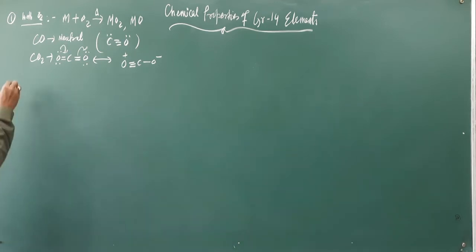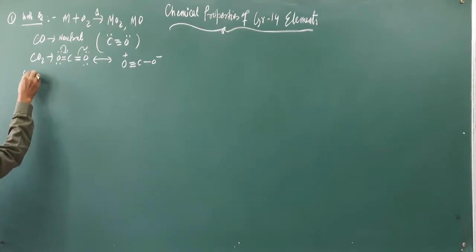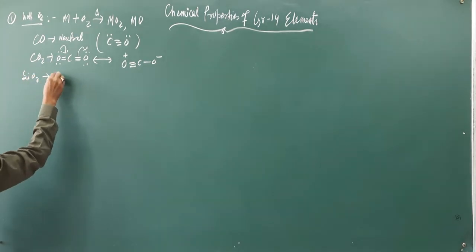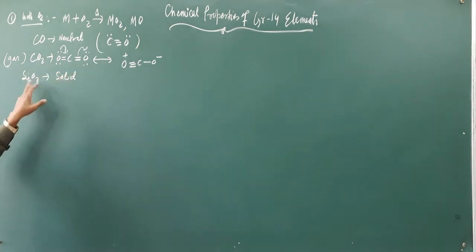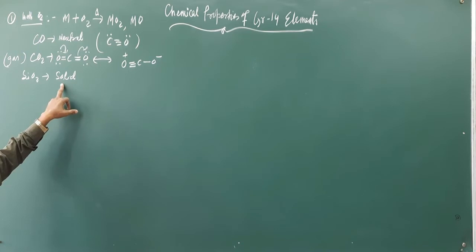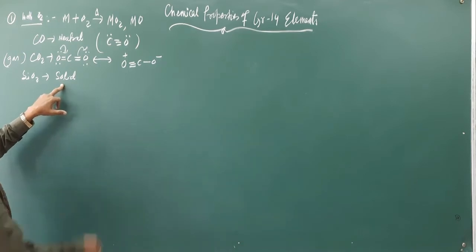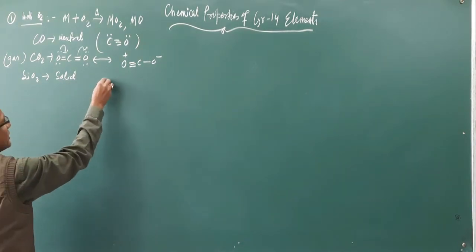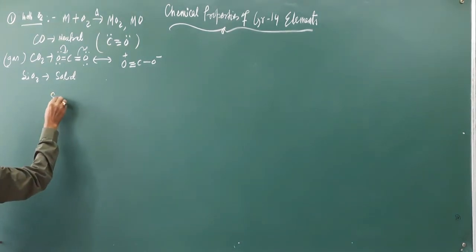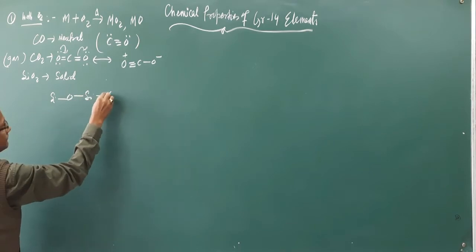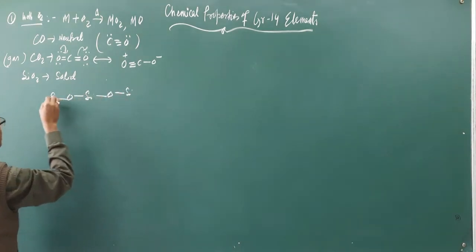But SiO2, silicon dioxide, is solid. It is solid, but carbon dioxide is gas. Carbon dioxide is a gas because it has a linear structure, but silicon, because of its large size, cannot form pi bonds. Rather it forms sigma bonds, and it exists in this form: silicon dioxide has a polymeric structure, like this.